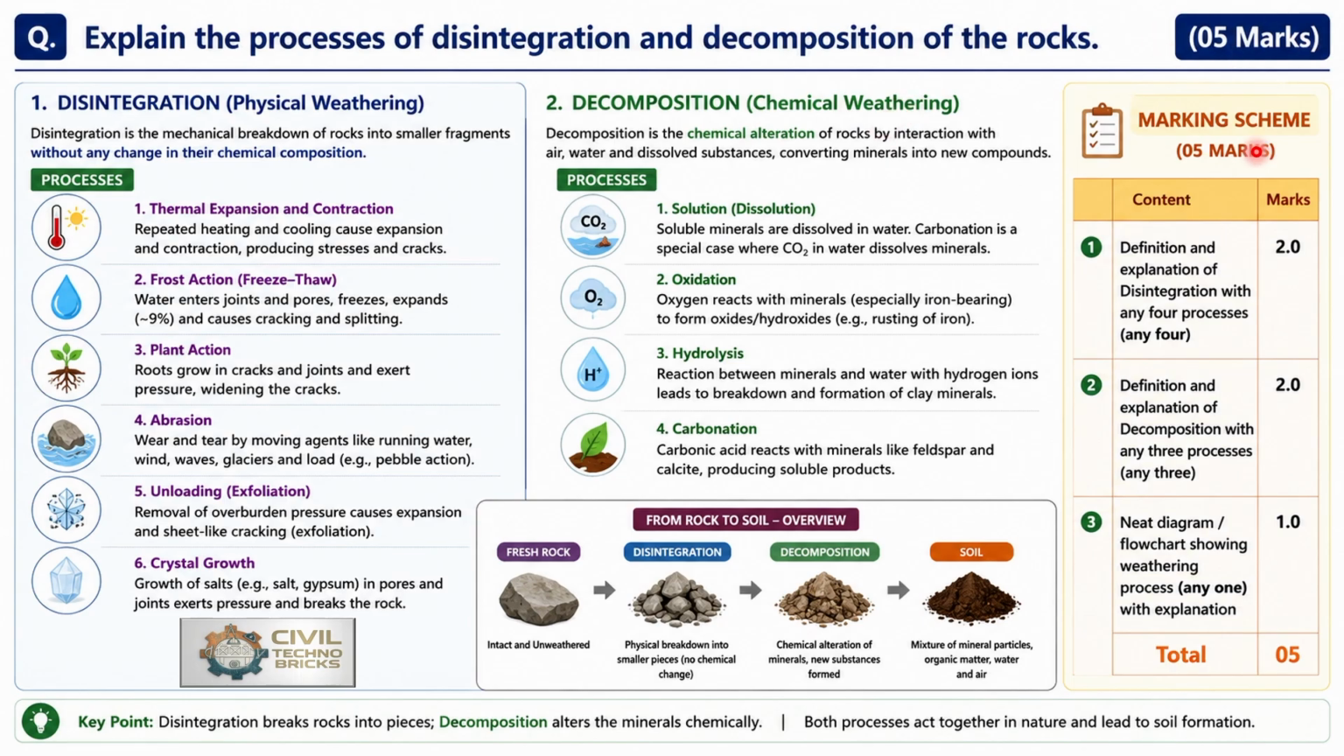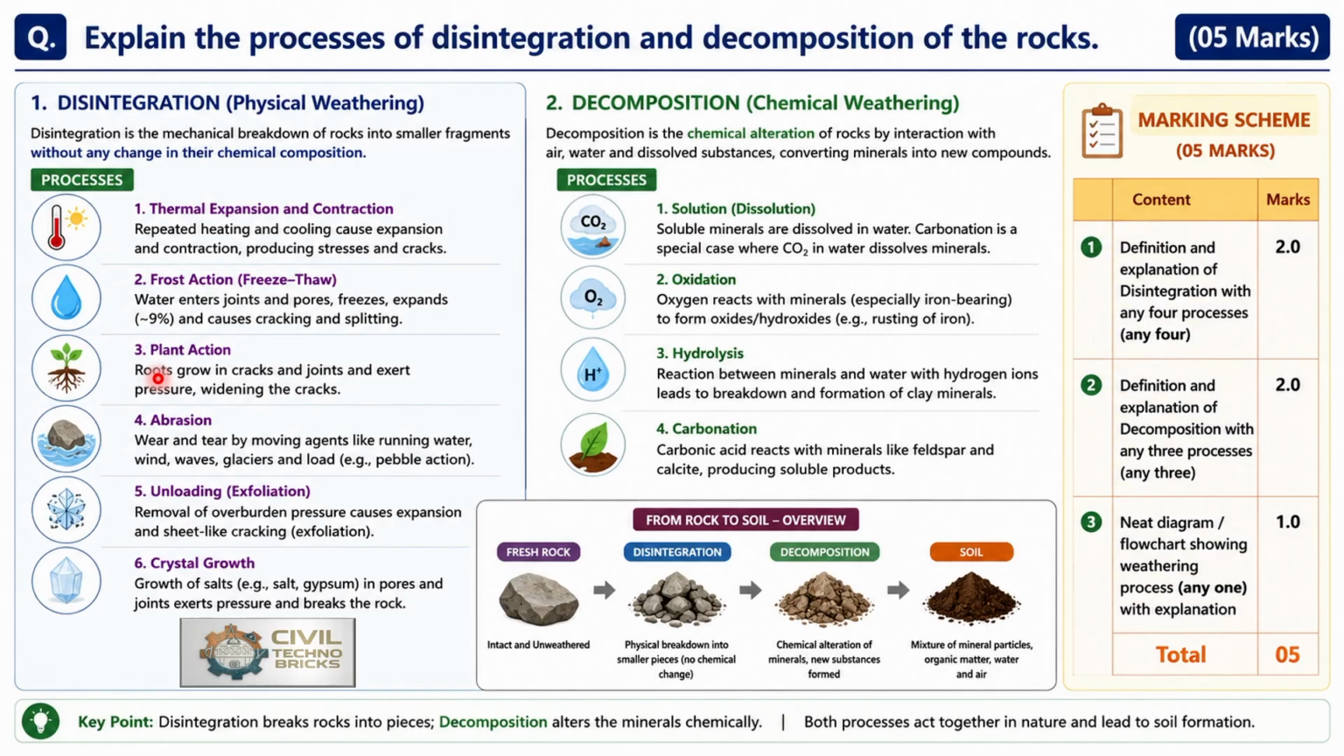Your answer must be sorted with reference to the process of disintegration and the process of decomposition. Disintegration is the mechanical breakdown of rocks into smaller fragments without any change in their chemical composition. We don't check the chemical composition, but the smaller fragments are noted with reference to the procedure, that is thermal expansion and contraction, followed by frost action, where in freeze and thaw action, water enters the joints and pores, freezes and expands, which causes cracking and splitting with temperature increase or decrease.